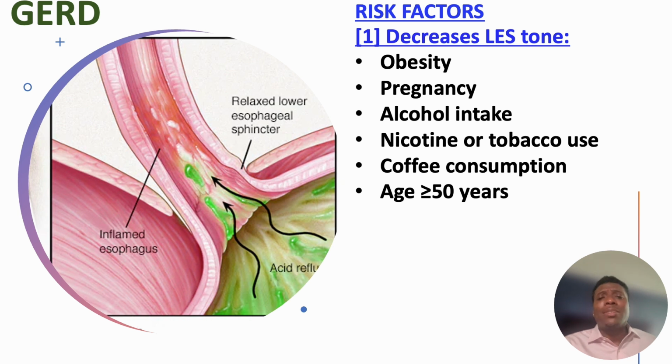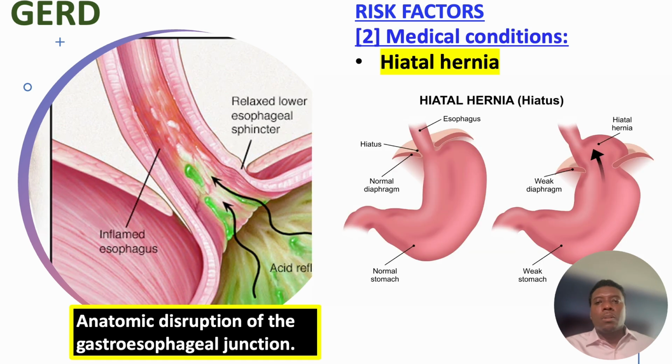So what are some risk factors for GERD? Anything that will decrease the tone of the lower esophageal sphincter. Some very important ones that are tested are obesity, pregnancy, alcohol intake, using nicotine or tobacco, coffee consumption, and older age, especially over the age of 50.